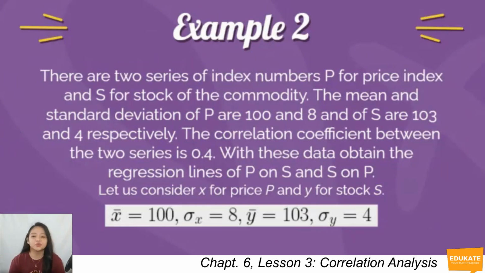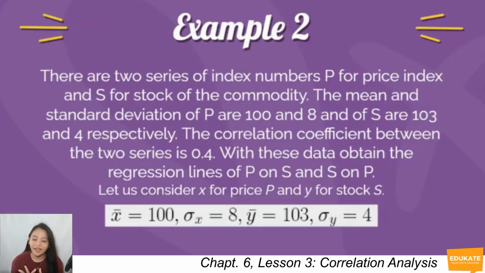Example number 2. There are 2 series of index numbers. P for price index and S for stock of the commodity. The mean and standard deviation of P are 100 and 8, and of S are 103 and 4 respectively. Ibig sabihin, yung mean ng P mo, 100, standard deviation ng P mo, 8. Mean ng S mo, 103, standard deviation ng S mo, 4. The correlation coefficient between the two series is 0.4.